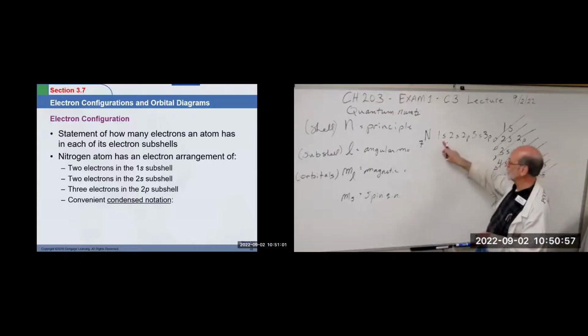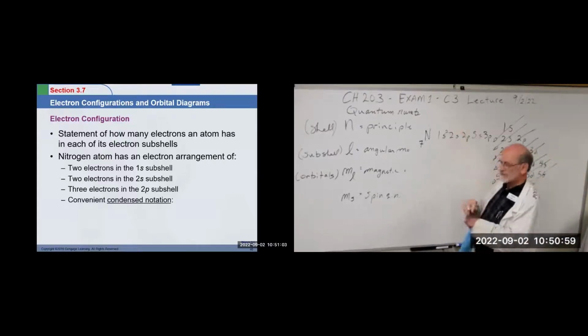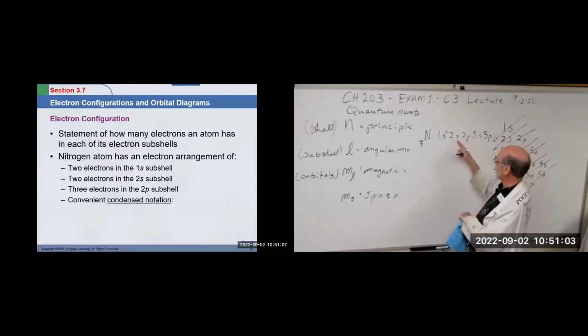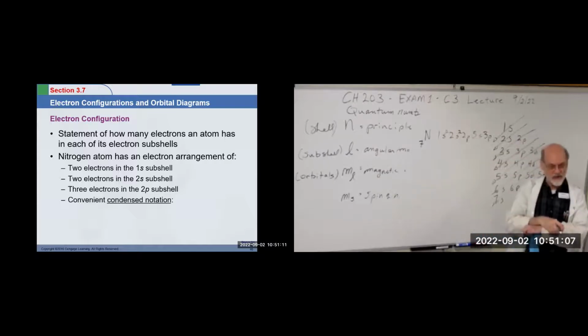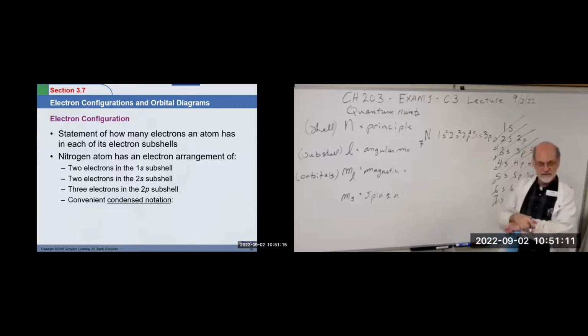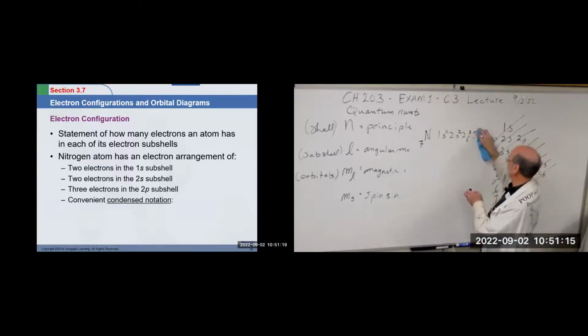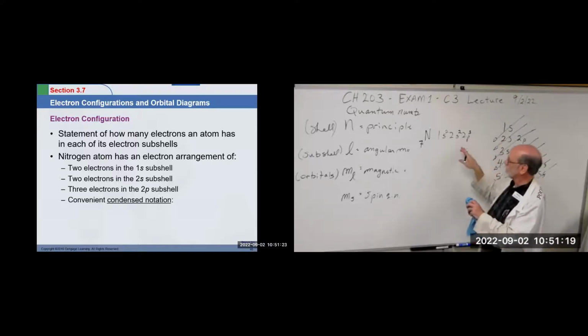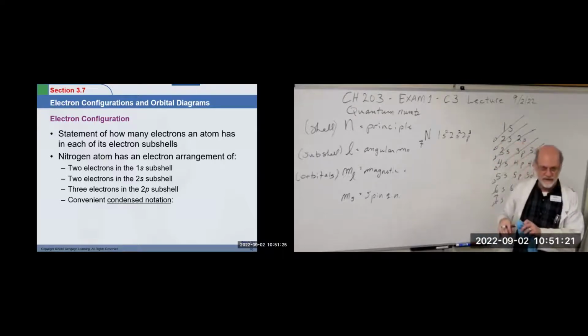So how many can go in here? 2, right? Okay, we got 5 more to go. How many can go in here? 2. So we got 3 more to go, right? So all those 3 can go in here, right? And we're done. Right, so we don't need the rest of them. So that would be the electronic configuration for nitrogen.